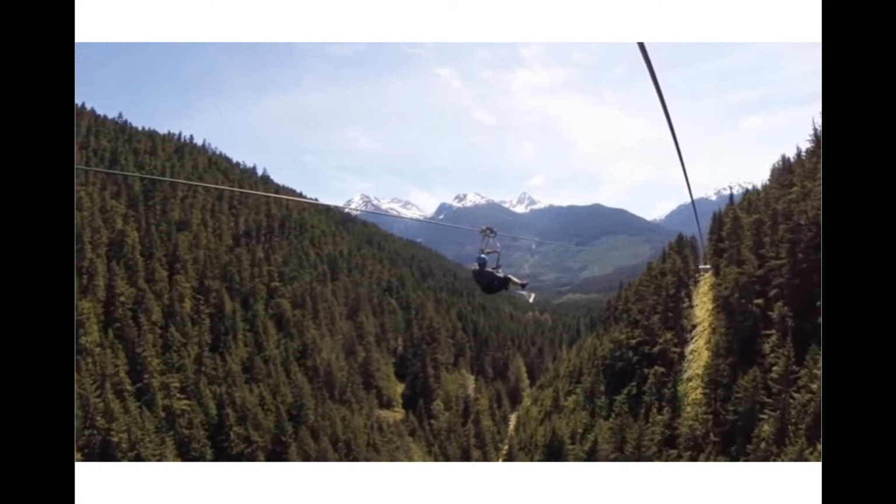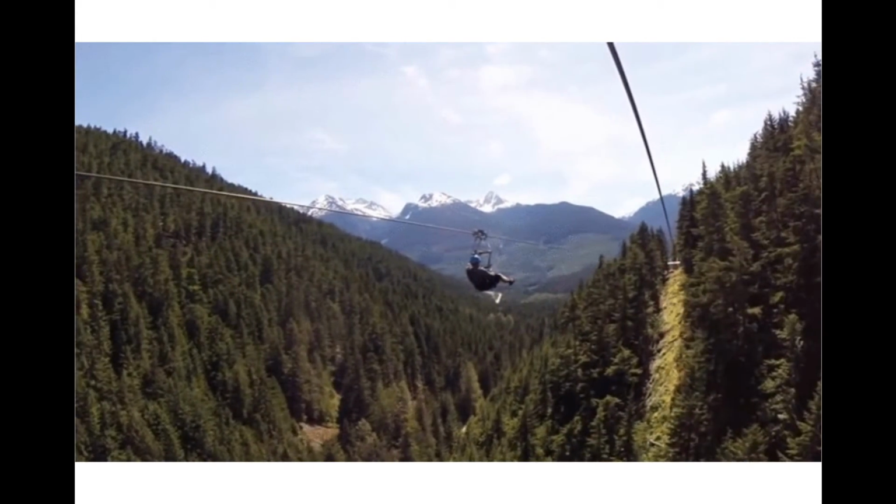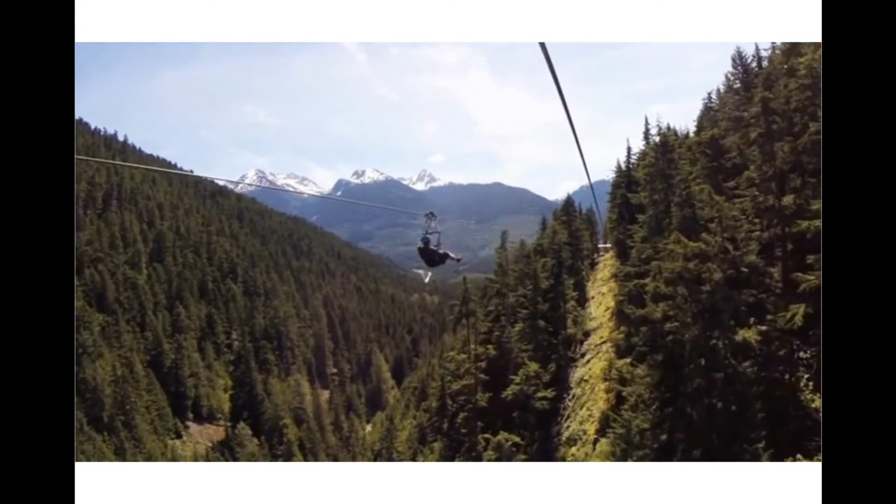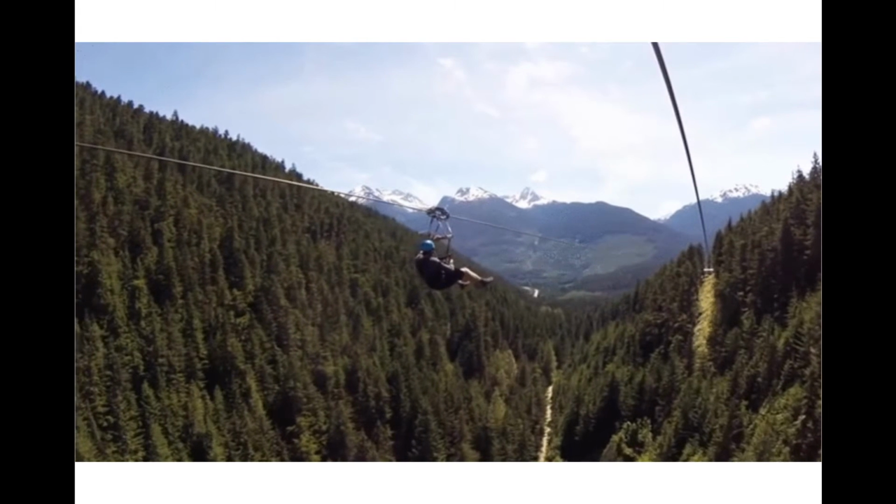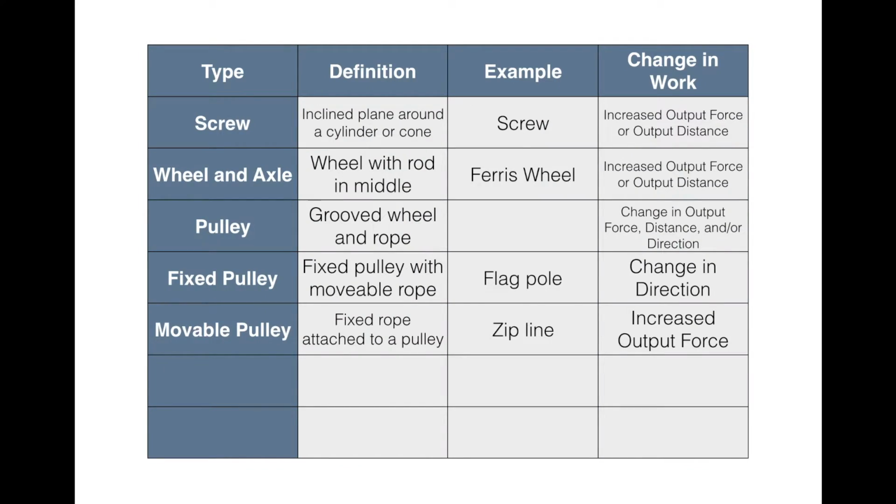So even if it's straight, you could push, depending on the amount of friction on the wheels, and it could travel a really long way. So that's a movable pulley, a fixed rope attached to the pulley. Zip line's a great example, and the output force is increased. So go ahead and make sure you have that. And we're going to move on to the last part.